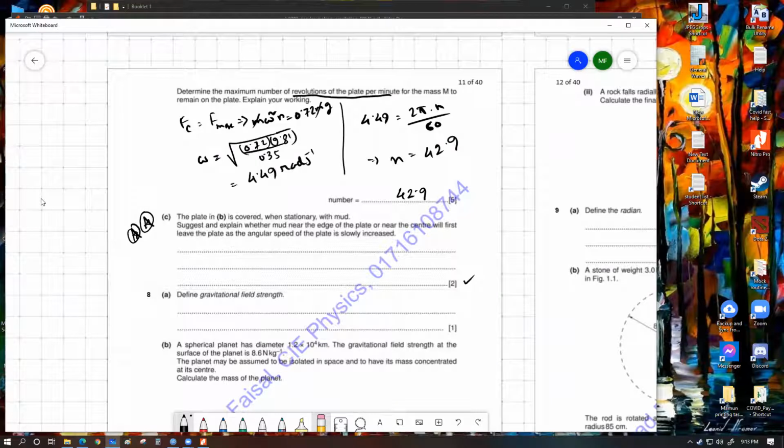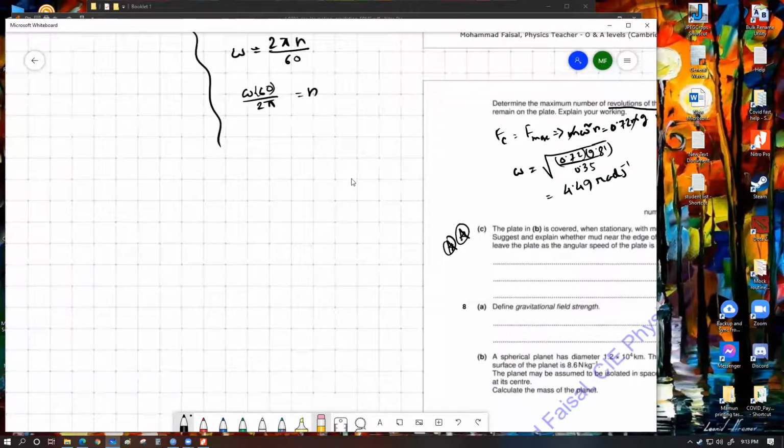পুরা স্টেশনারি টেবিলটাকে এখন আর আমাদের ম্যাসটা নাই, we don't have the mass anymore, this is just a different setup, different scenario. The plate in B is covered when stationary with mud. Suggest and explain whether mud near the edge of the plate or near the center will first leave the plate as the angular speed of the plate is slowly increased. বুঝো, suggest and explain whether the mud near the edge of the plate or near the center will first leave the plate as the angular speed of the plate is slowly increased. আচ্ছা, angular speed slowly increased তার মানে হচ্ছে আমরা ওমেগা নিয়ে একটা ইকুয়েশন লিখি.